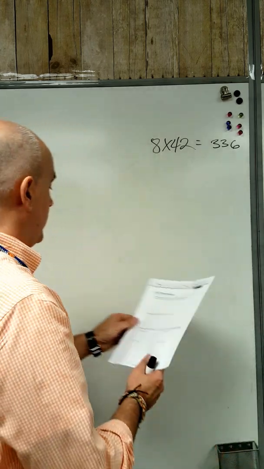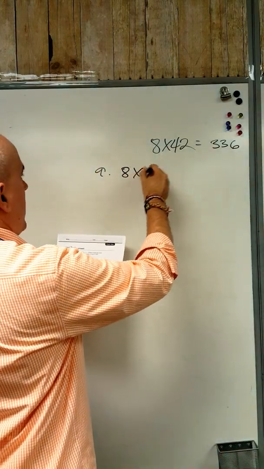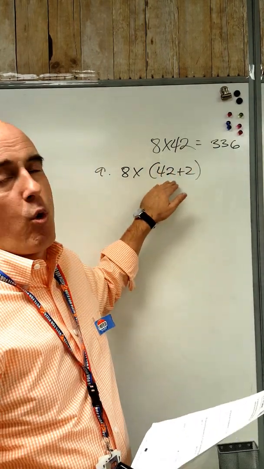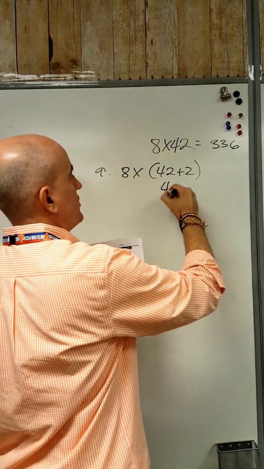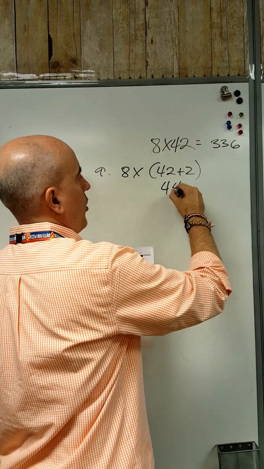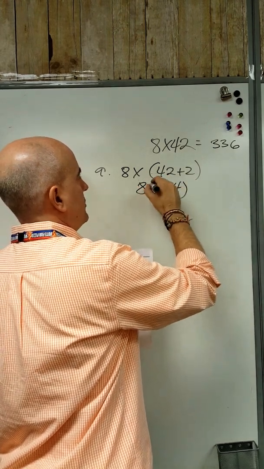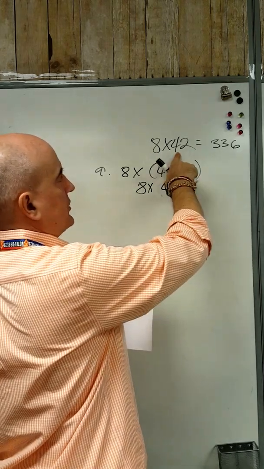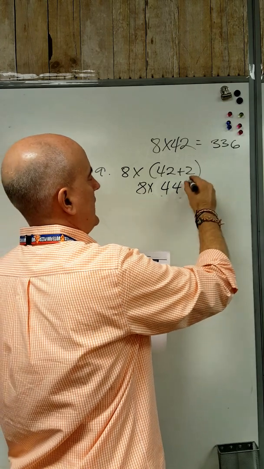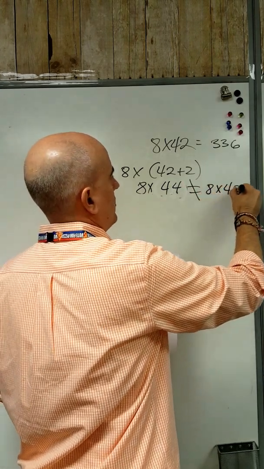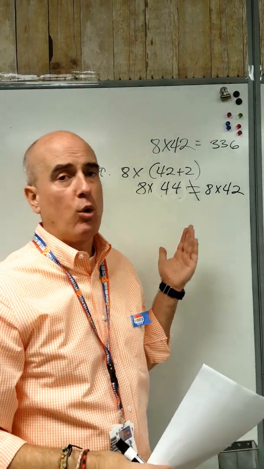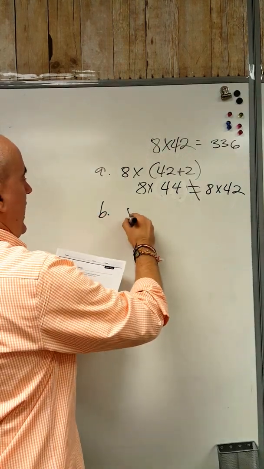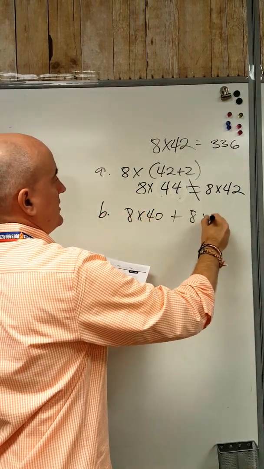So the first one says A is 8 times 42 plus 2 in parentheses. Well, if I look at that, I know using order of operations, if I solve this, 42 plus 2 equals 44, right? So 8 times 44, that's what this would equal. So I know if I look at this, these are not the same. 8 times 44 is not the same as 8 times 42. So at that point, that would probably be enough to show that they are not equivalent, right? They're just so different.